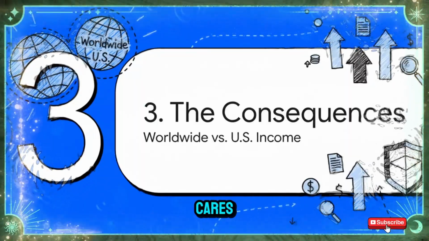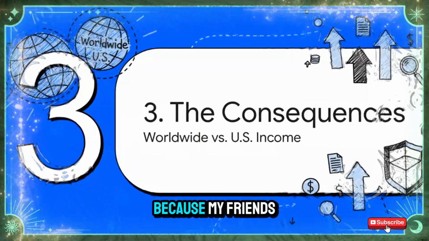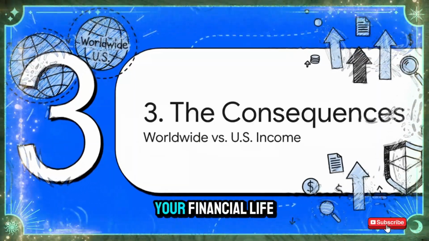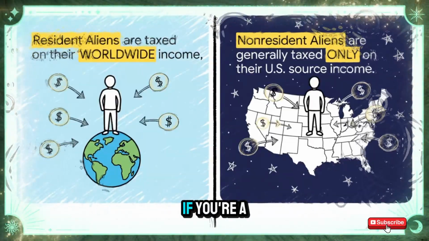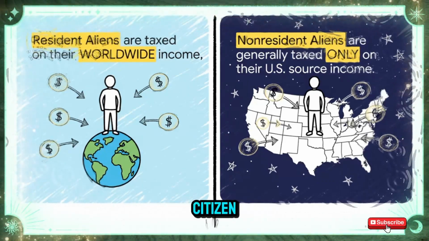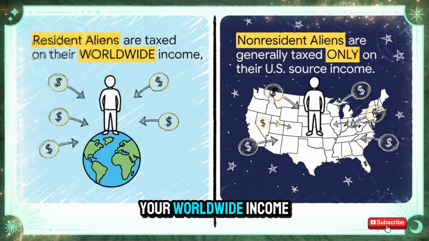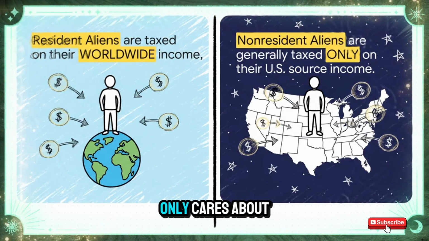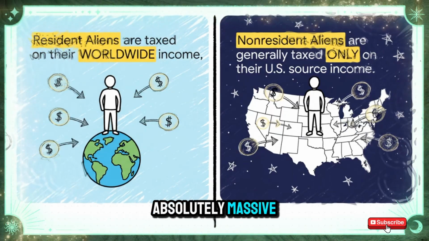Okay, so who cares? Why does this one classification matter so much? Because, my friends, it determines the entire scope of the IRS's power over your financial life. And here it is, the core difference. If you're a resident alien for tax purposes, you're treated just like a US citizen, meaning you're taxed on your income from all over the globe, your worldwide income. But if you're a non-resident alien, the IRS generally only cares about the money you make from US sources. The difference is absolutely massive.